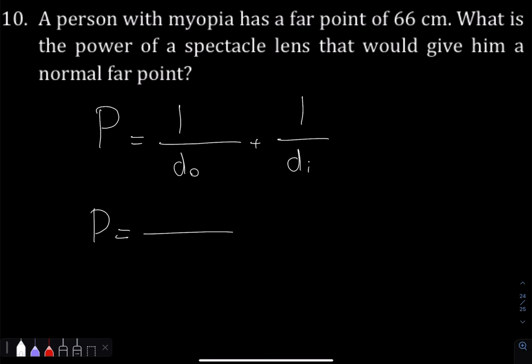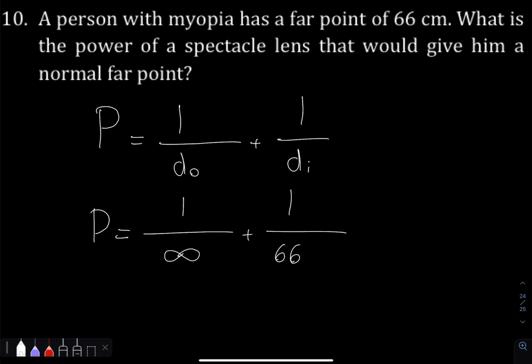They want a normal far point. So they want them to be able to see something that is infinitely far away. So they want to see objects that are infinitely far away. So the distance to the object would be infinity. Normal far point, again, is infinity. Distance from the image, we want to project the image onto their far point, right? And their far point is 66, so the image is going to be 66 centimeters away.